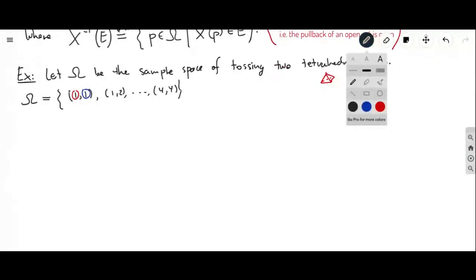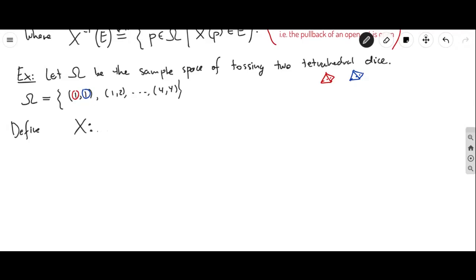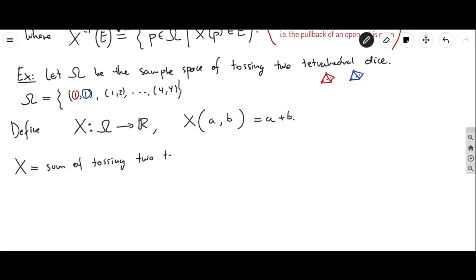And now you can define a map from this sample space to the real line, where X of an outcome, which can be denoted as (a, b), these two numbers that you get, is the sum of the two numbers. You can just say in words that X is the sum of tossing two tetrahedral dice.